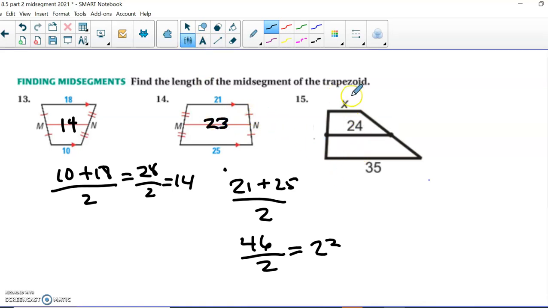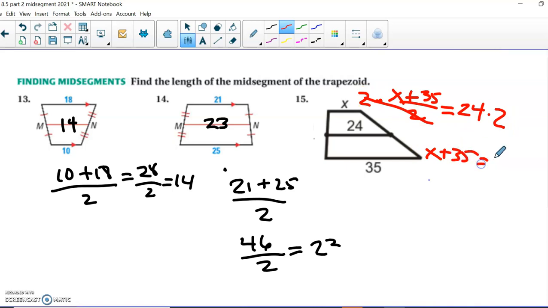What happens if they don't give you the bases? What if they give you one base and the midsegment, and we're missing one of the bases? You can use the same formula. You add your two bases together and divide by 2, then set it equal to your midsegment. I'm going to multiply both sides by 2 to get rid of the divide by 2. Subtract 35, and we get that x equals 13.